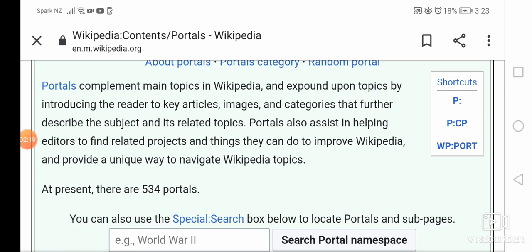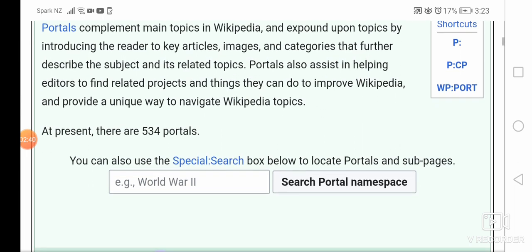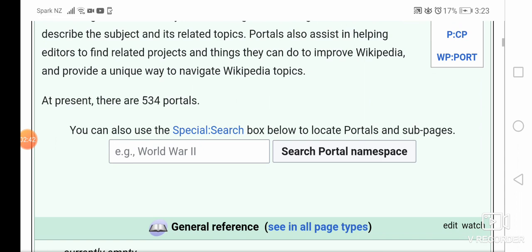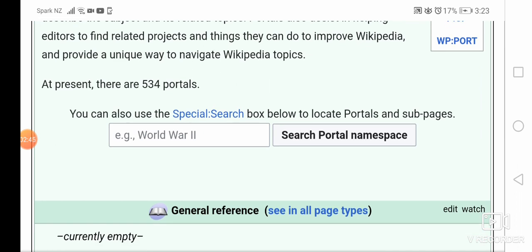Portals complement main topics in Wikipedia and expound upon topics by introducing the reader to key articles, images, and categories that further describe the subject and its related topics. Portals also assist in helping editors to find related projects and things they can do to improve Wikipedia and provide a unique way to navigate Wikipedia topics. At present, there are 534 portals.